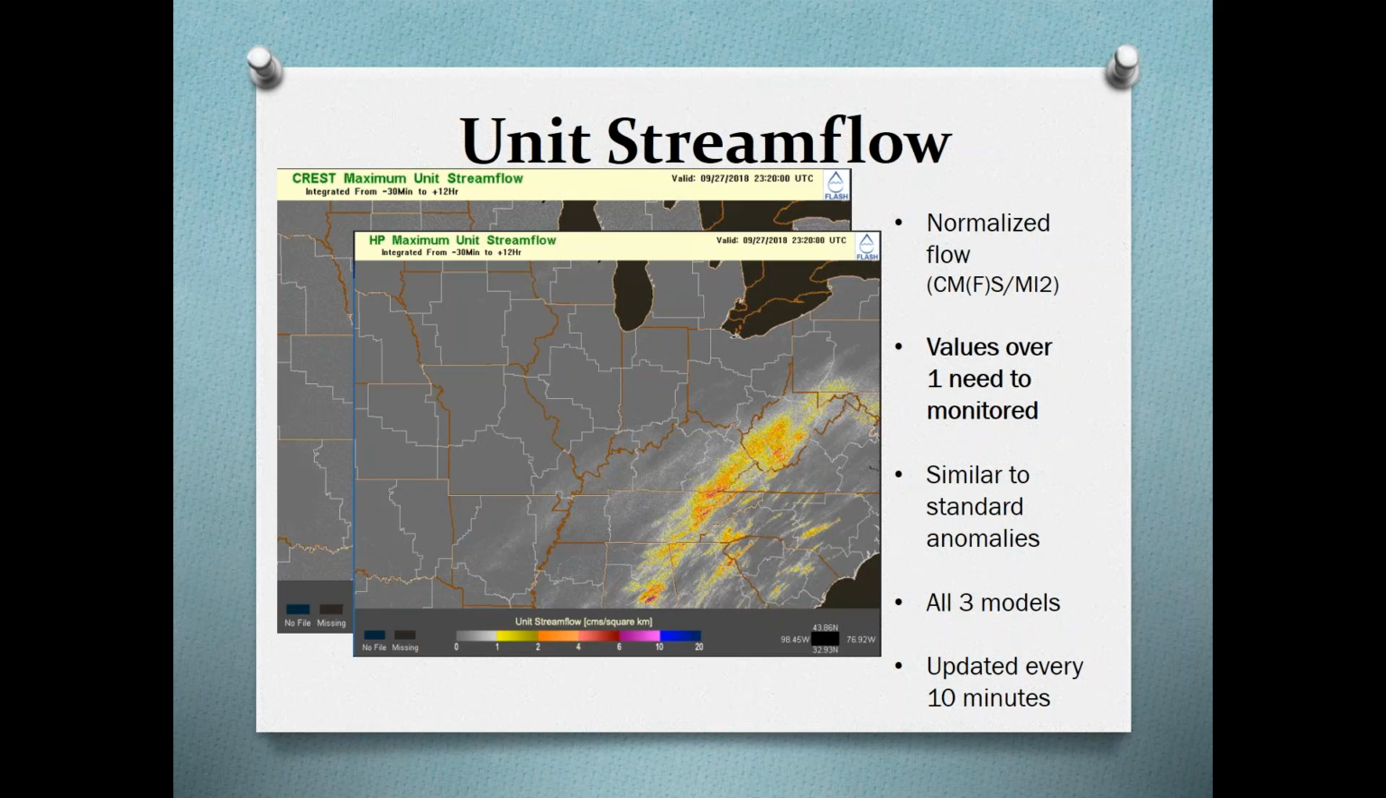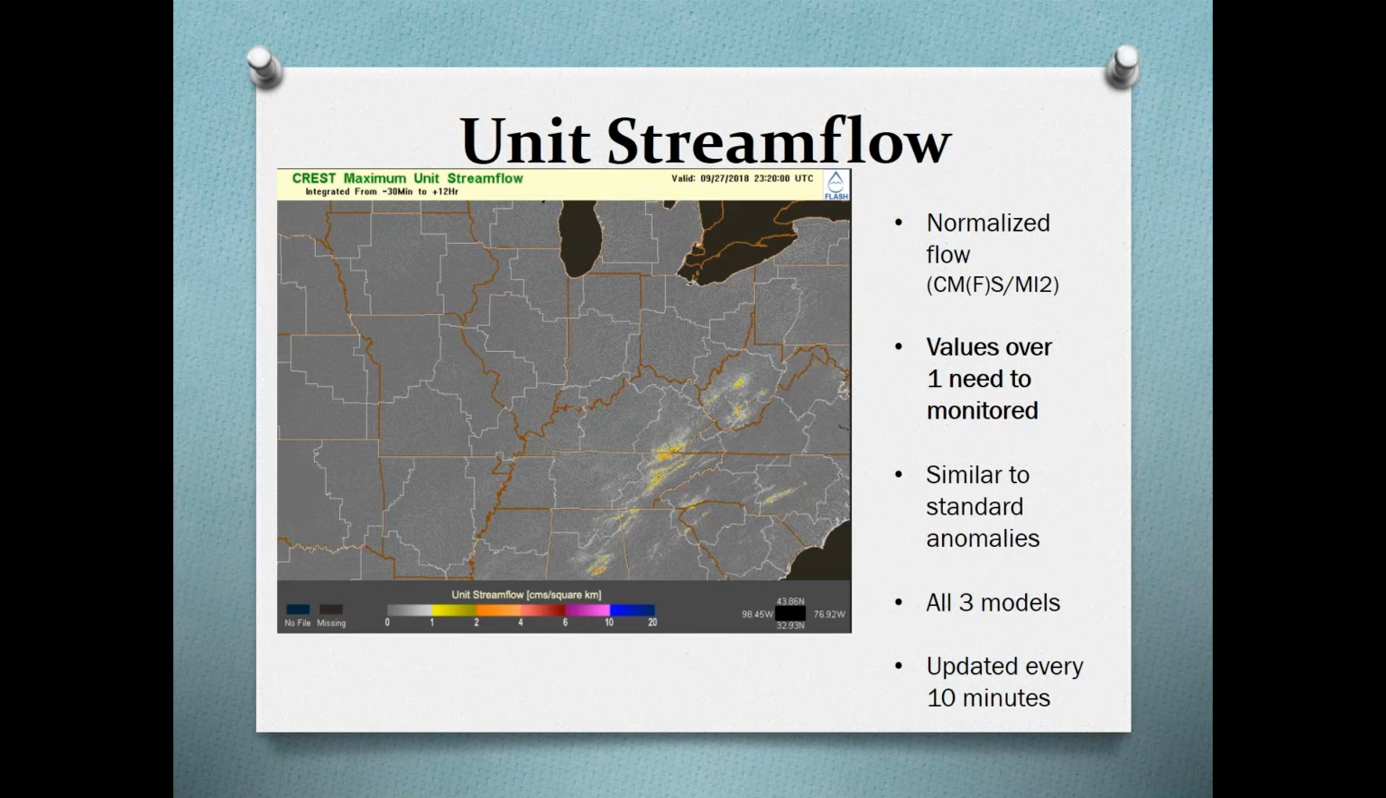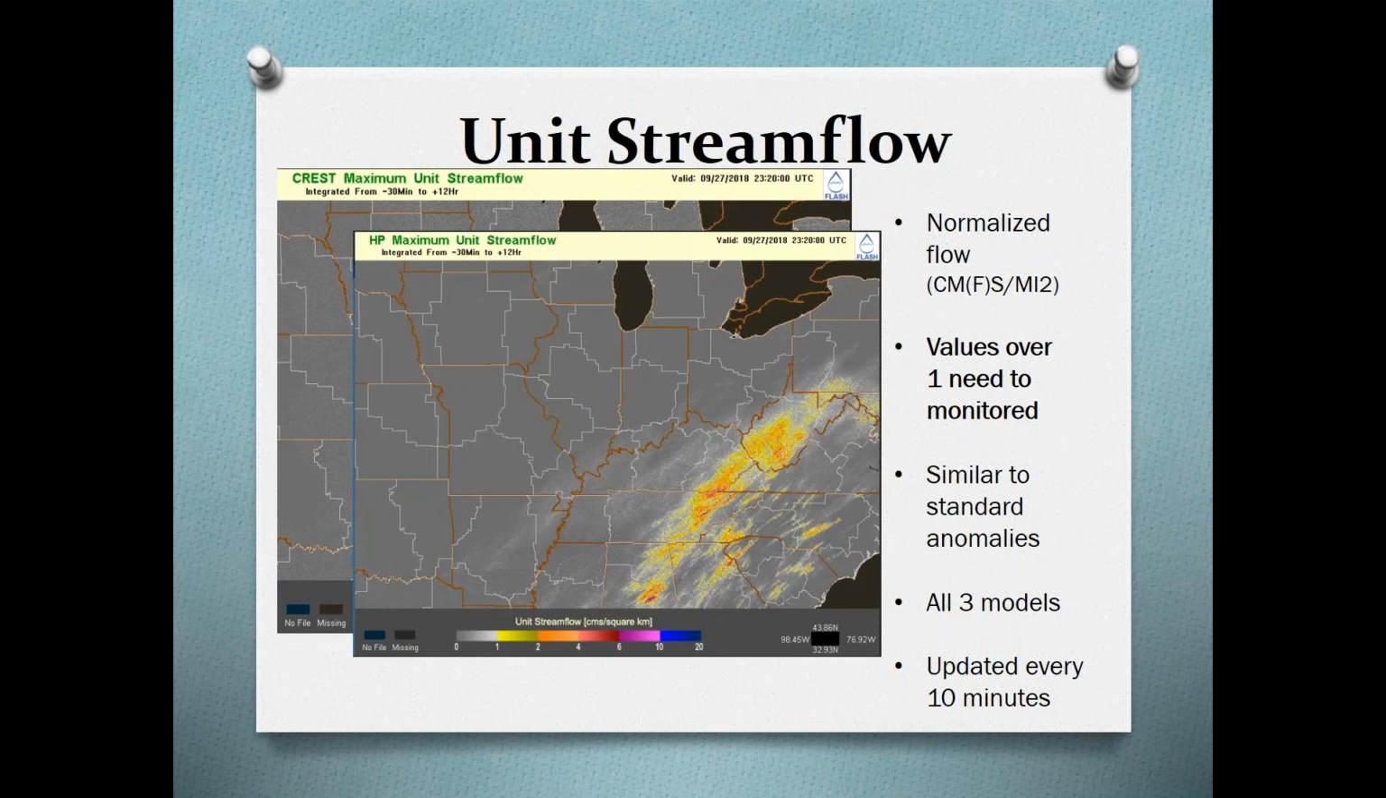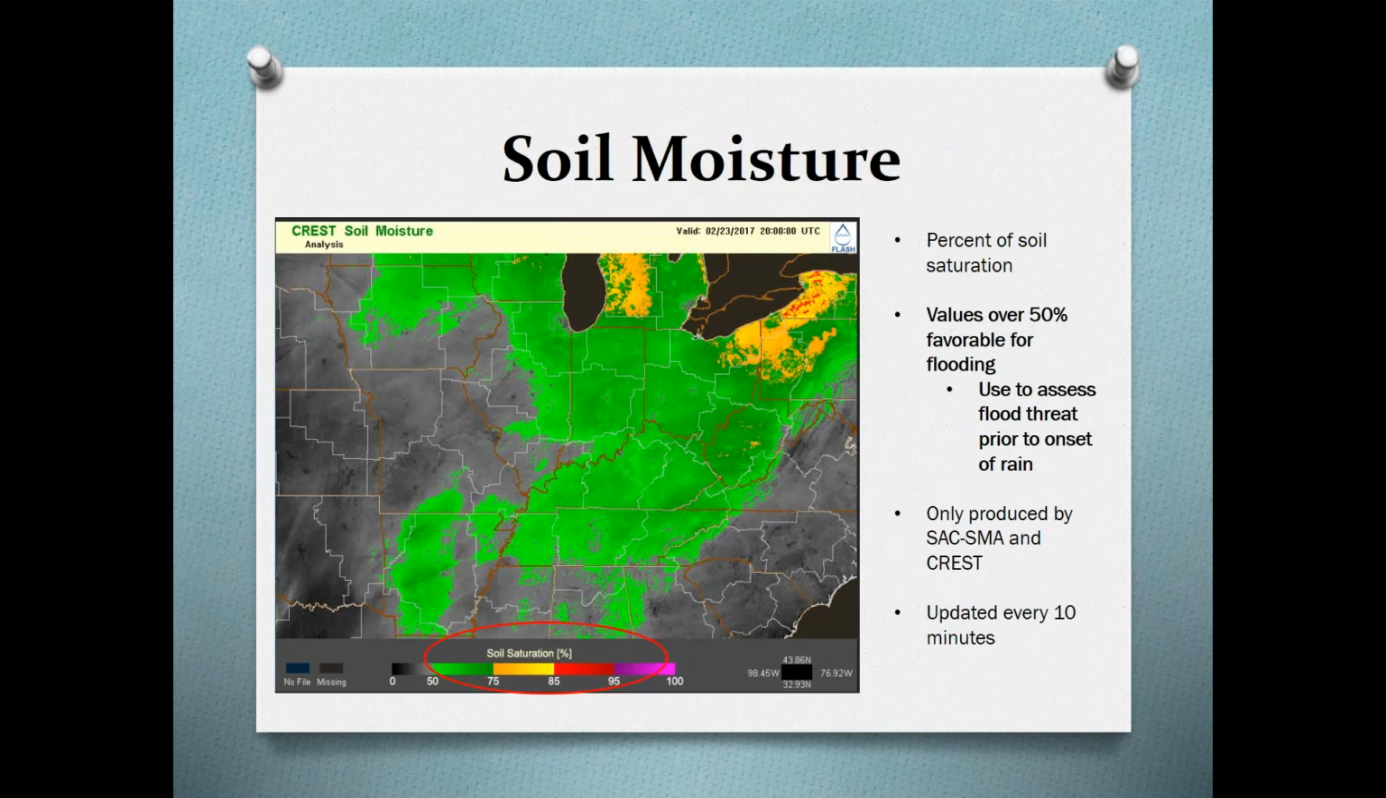And then just to do a quick comparison between the CREST model unit stream flow and the hydrophobic. Again, you'll note that you're going to get quicker runoff, so you're going to get much more of a response in here. So if you have saturated soils and then you have a big rain event come over, you may start seeing unit stream flow hitting 6, maybe up to 10 times the normal flow. And again, that should be kind of a red flag to you that you need to monitor that area for flash flooding.